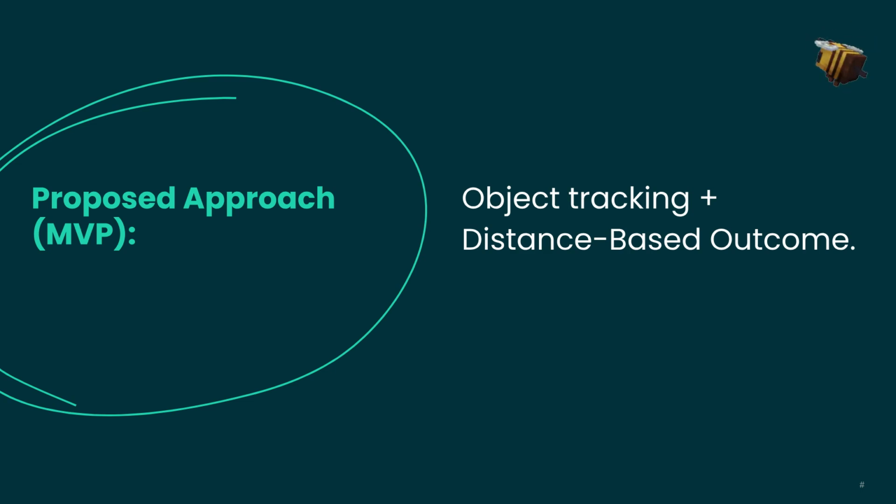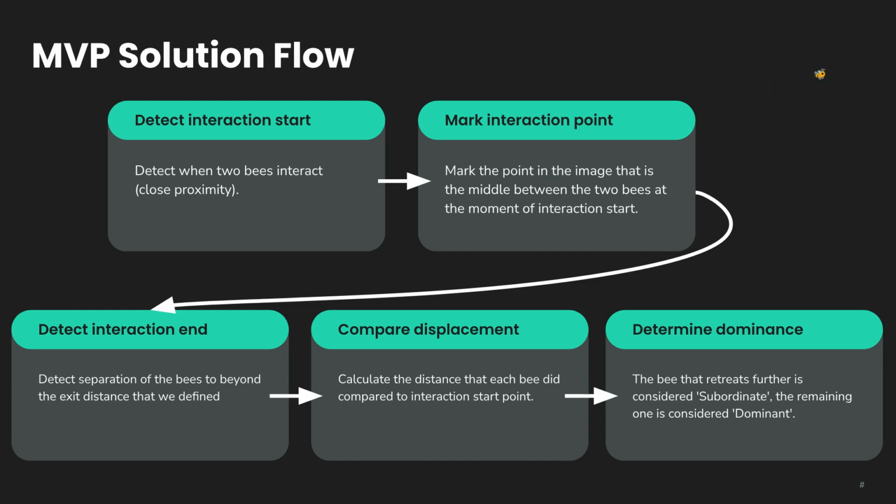So our MVP uses a flow of object tracking combined with distance-based rules to decide which bee is more dominant. First, we detect when two bees come close to each other and define this as a start of an interaction. Once the interaction started, we mark the middle point between the two bees.